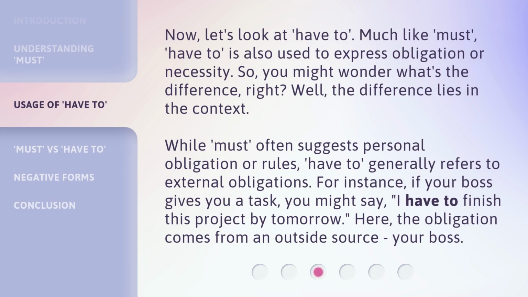Now, let's look at have to. Much like must, have to is also used to express obligation or necessity. So, you might wonder what's the difference, right? Well, the difference lies in the context. While must often suggests personal obligation or rules, have to generally refers to external obligations. For instance, if your boss gives you a task, you might say, "I have to finish this project by tomorrow." Here, the obligation comes from an outside source, your boss.